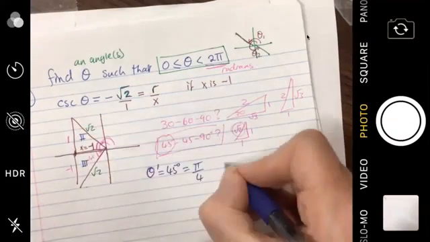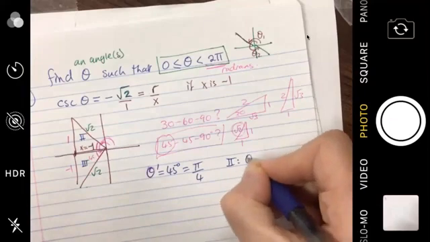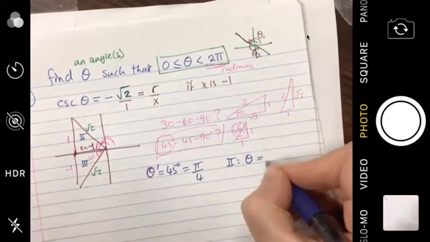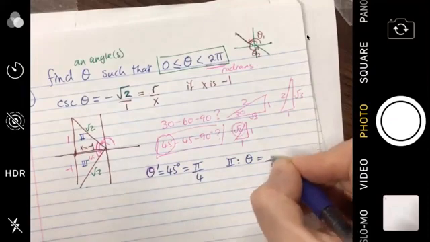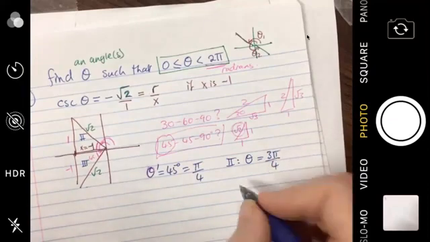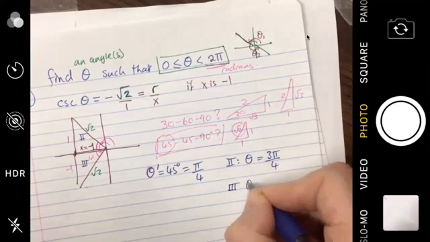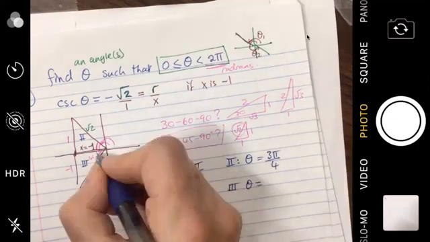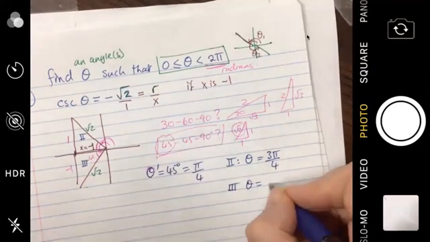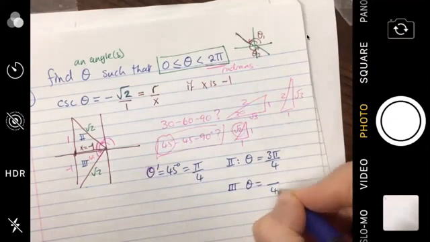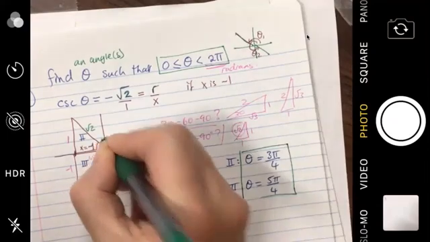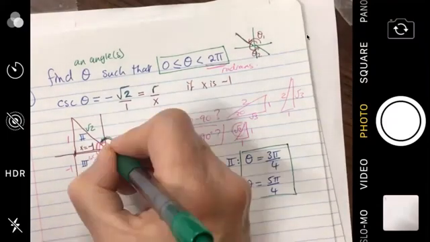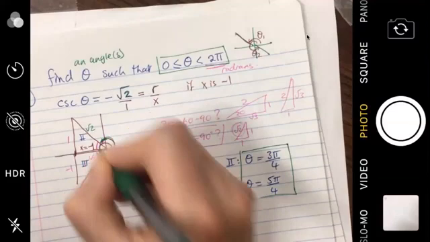In quadrant 2, our angle, based on the reference angle pi/4, has a numerator a little bit smaller, 3 pi/4. And in quadrant 3, our angle is a bit bigger than 180 degrees, a bit bigger than a whole pi. So if the denominator is 4, it's 5 pi/4. So this time we got two angles: this angle here was your 3 pi/4, and this angle here was your 5 pi/4.